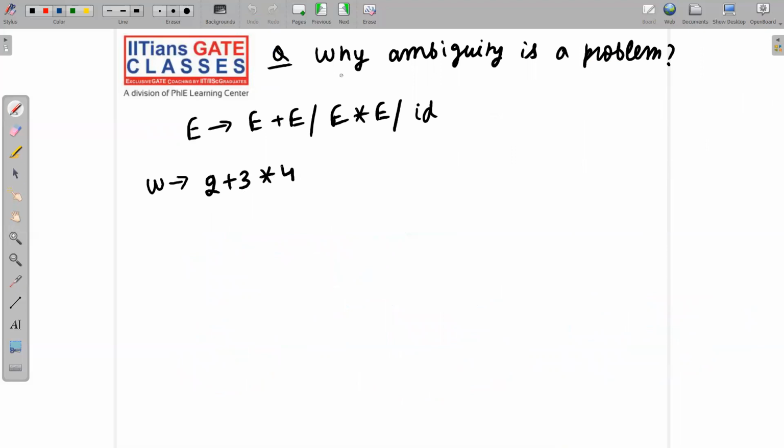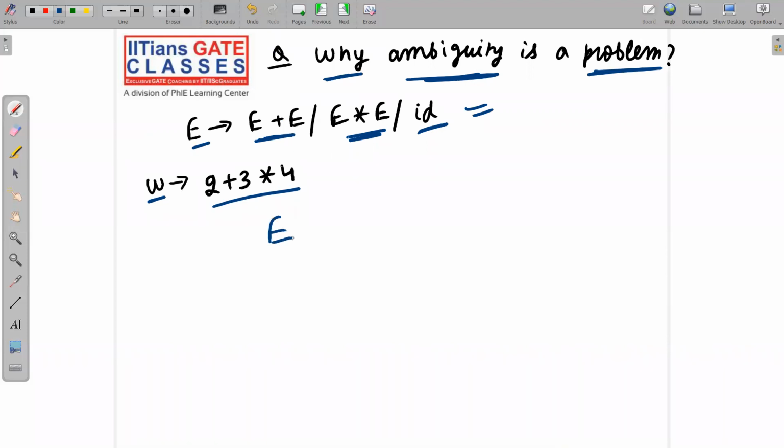So now our question is why ambiguity is a problem, or you can say why parsers cannot parse ambiguous grammars. So let me take one example of ambiguous grammar. This is our grammar, and our string w is 2 plus 3 star 4. So E implies E plus E or E star E or ID. So expression can be expression plus expression, expression multiply expression, or ID. ID means identifier, or you can take any constant here. Okay. So 2 plus 3 star 4.